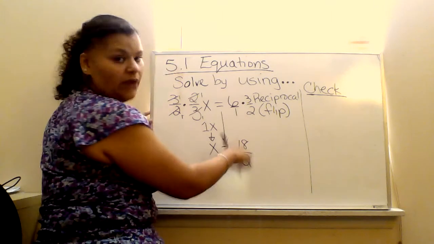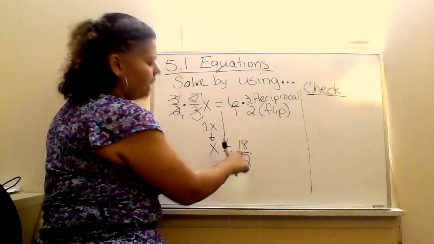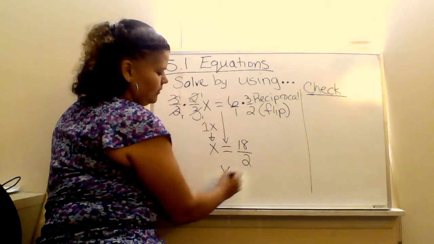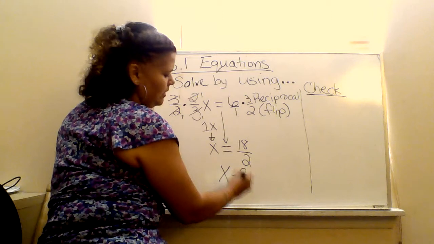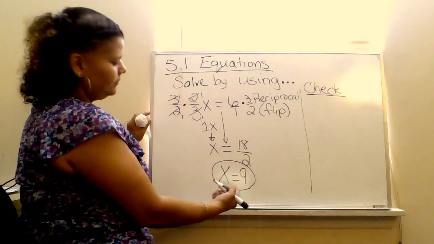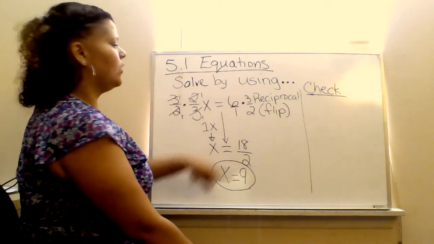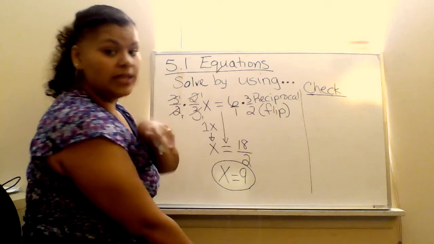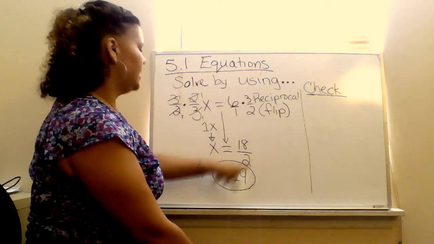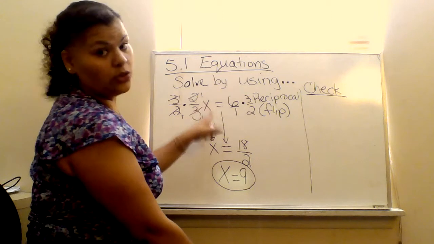And I can simplify this. 18 divided by 2, or half of 18, is 9. So in this case, x equals 9. So then from there, in order to make sure that your answer is correct, you have to check it. So you take your 9 and substitute it back into the original equation.